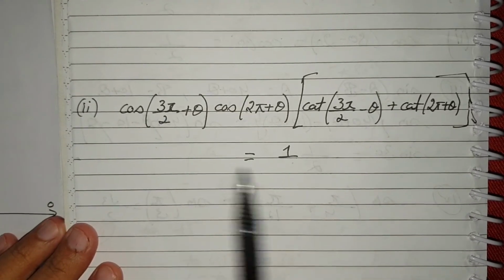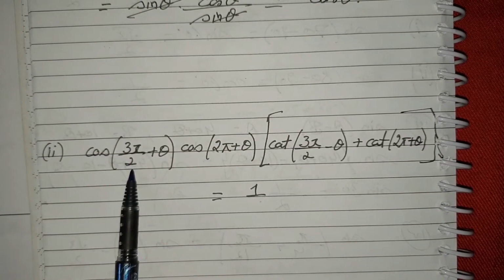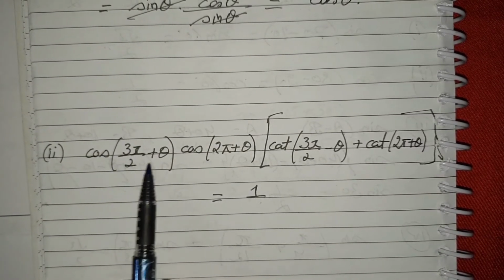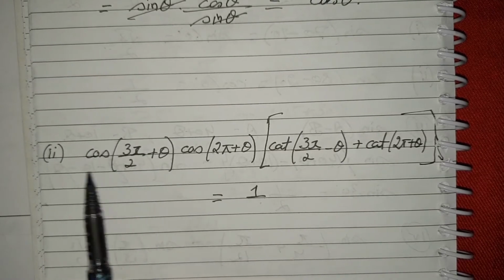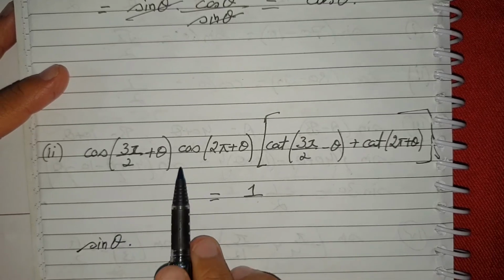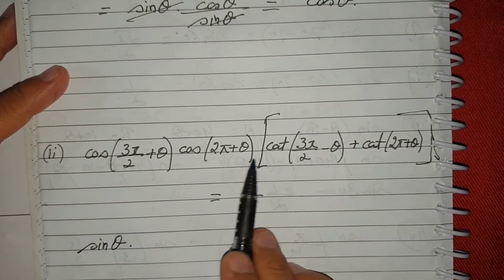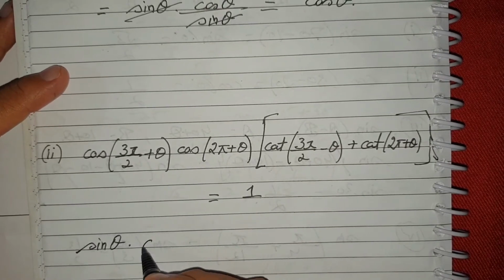Now, next example. Cos 3 pi by 2 plus theta. Now this is 3 pi by 2, so this will change. 3 pi by 2 plus theta will be in the fourth quadrant. Cos is positive. So cos will become sine. This will be sine theta. Cos 2 pi plus theta. 2 pi, the cos will not change. This is in the first quadrant. The cos theta will remain cos theta with positive sign.